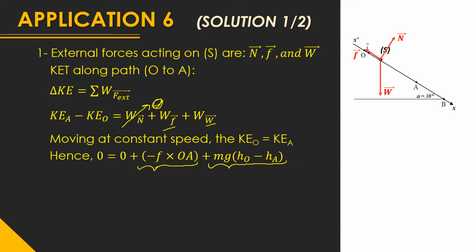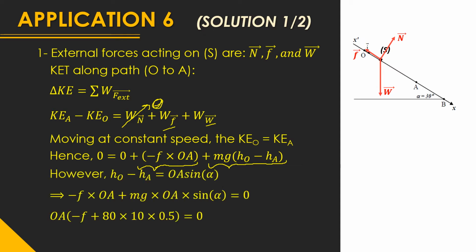But we know from previous applications and problem solving that the difference in heights can always be related to the distance. How is that? If we go to this triangle here, I'm going to change color and go to the figure. The difference in height, this is height A and this is height at O, right? This is the difference in height, which if I draw this triangle here, this height, let's call it H, equals OA sine alpha.